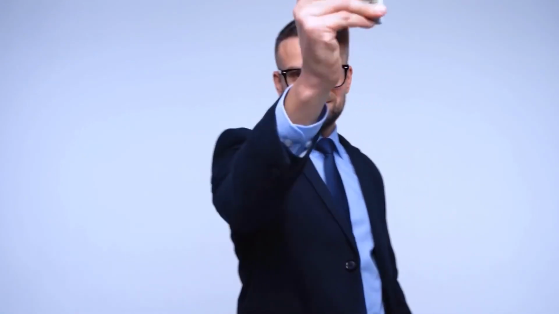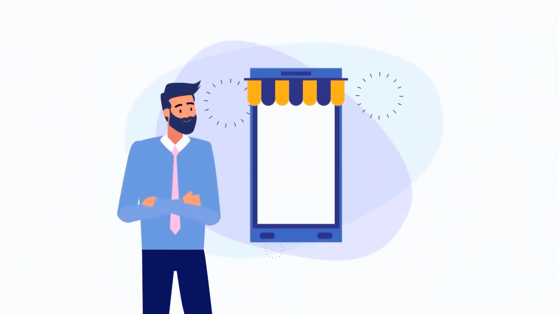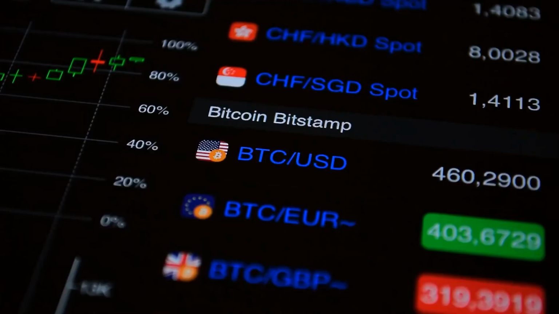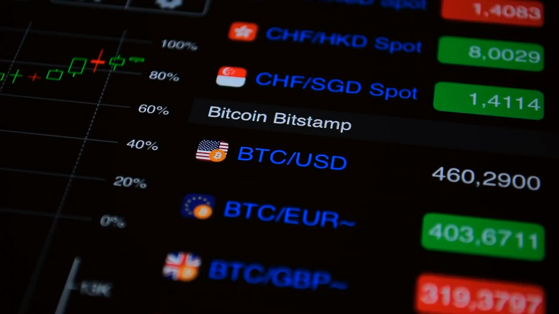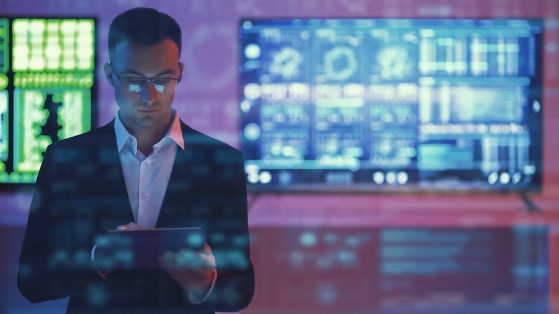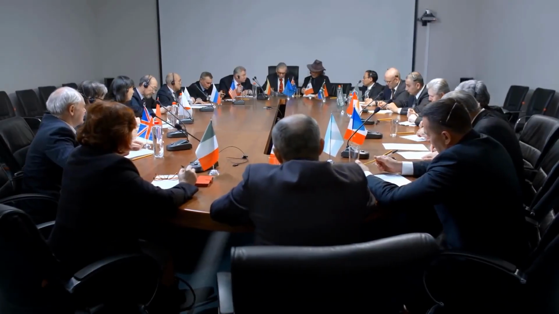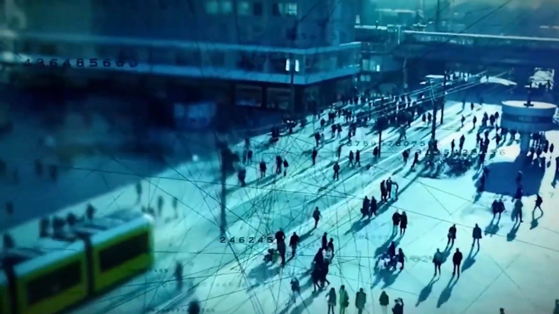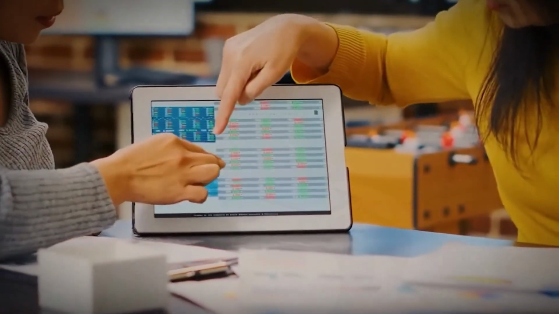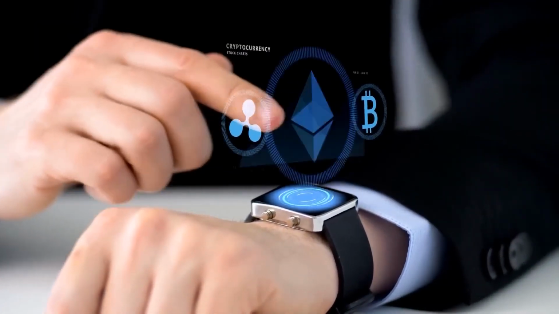Unlike traditional money, which is issued and regulated by governments, cryptocurrencies operate on decentralized networks based on blockchain technology. The first and most well-known cryptocurrency is Bitcoin, created in 2009 by an unknown person or group of people using the pseudonym Satoshi Nakamoto. Since then, thousands of alternative cryptocurrencies have been developed, each with unique features and uses.